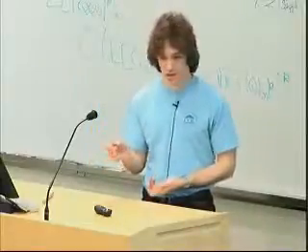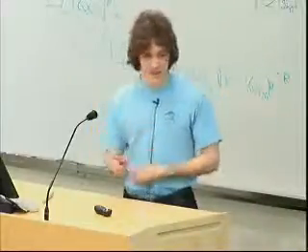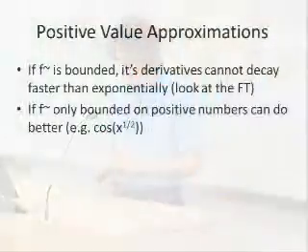But since the Fourier transform has some support outside of 0, unless it's a polynomial, this means that multiplying it by x to the k will at least multiply that part of it by however far you are from 0 to the k. You're not going to be able to decay faster than exponentially. And this is a problem.